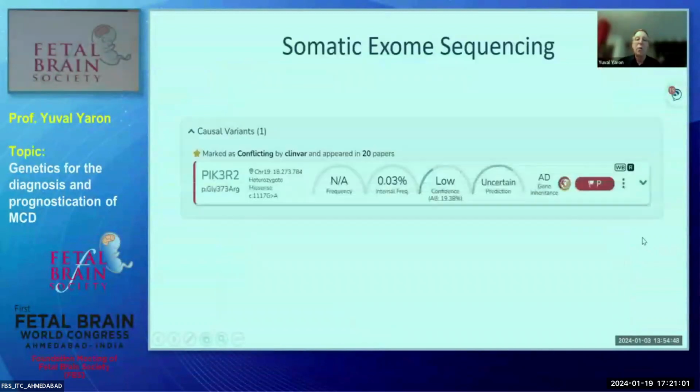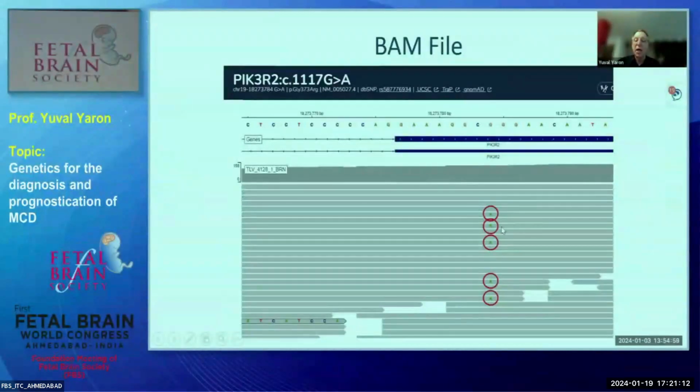But then we took a sample from the abnormal brain, and within the abnormal brain, we found 20% of these abnormalities. So you could actually now see quite a high incidence. And of course, this shows you that these somatic mutations require having a sample, but obtaining a sample during an ongoing pregnancy from an abnormal brain is not a simple task.